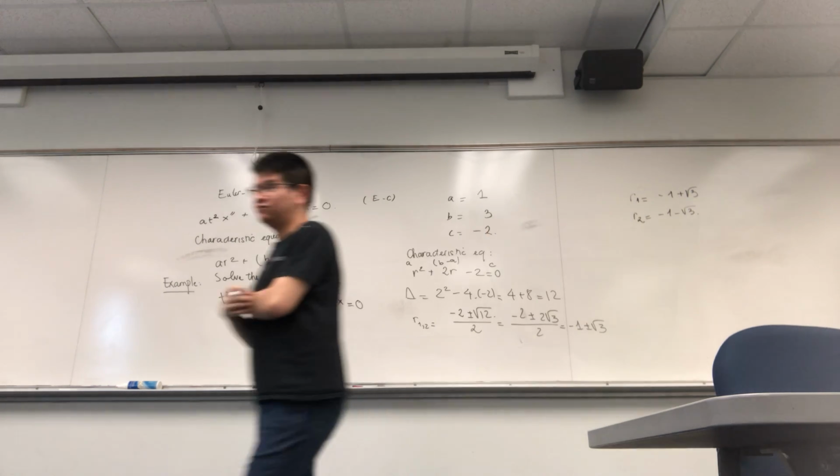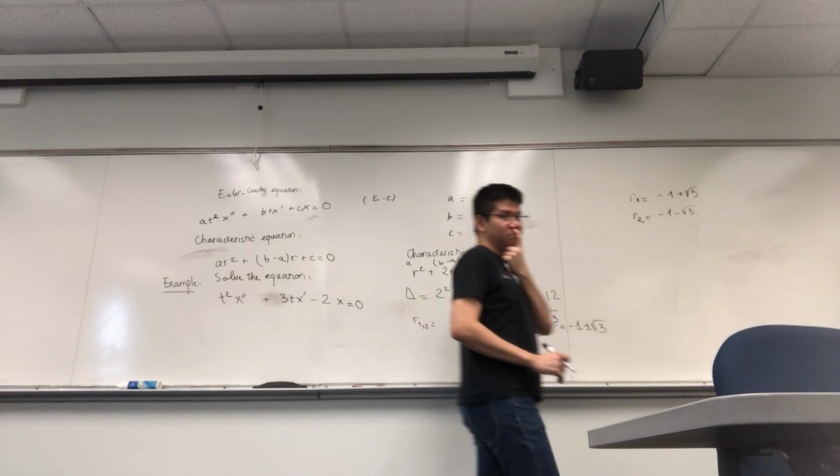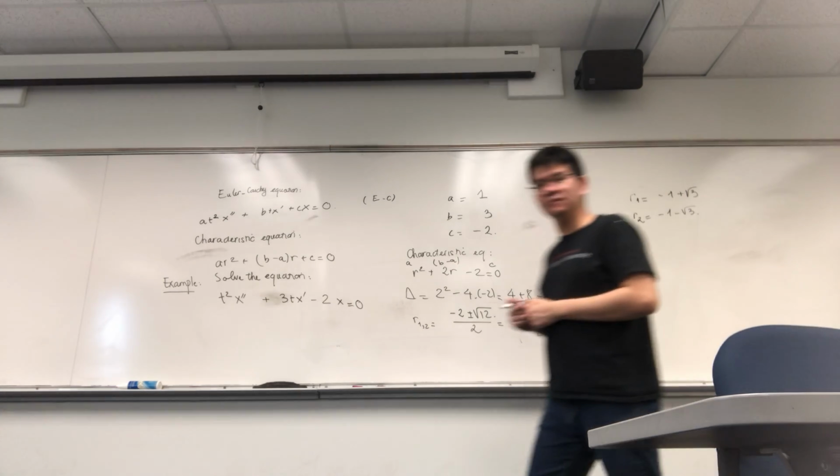Right? So from the theory that we explained before, we have two solutions, right? What are they? Yes? It will be t to the r1, so t to the negative 1 plus root 3, and then t to the negative 1 minus root 3. We can write those two together because we know the linear combination of two solutions is also a solution, so we can write the general solution as x equals a constant times the first solution plus a second constant times the second solution.